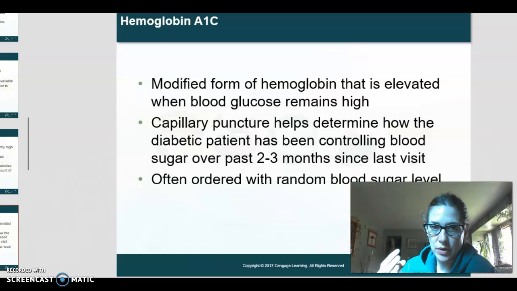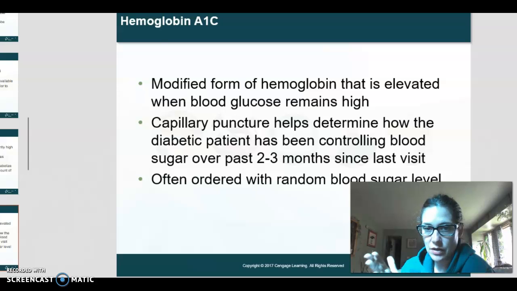Glycated hemoglobin A1C. Okay, this is its own special thing. This is a modified form of hemoglobin that is elevated when blood glucose levels remain high. Okay, that's why it's called glycated.